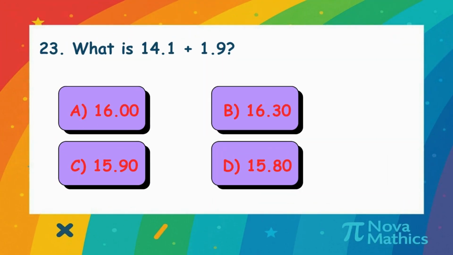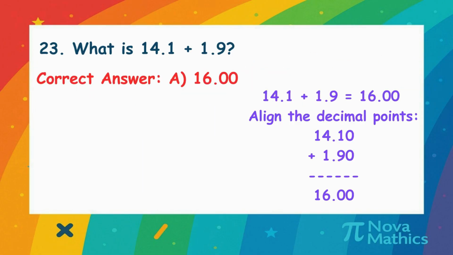23. What is 14.1 plus 1.9? Correct answer is 16. We add them step by step, making sure the decimal points are lined up.